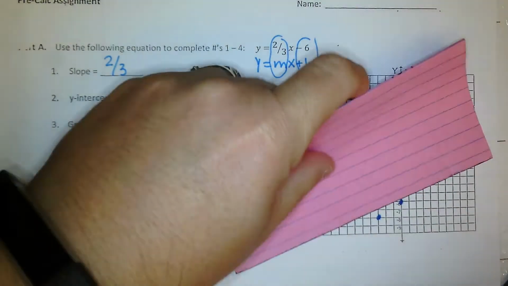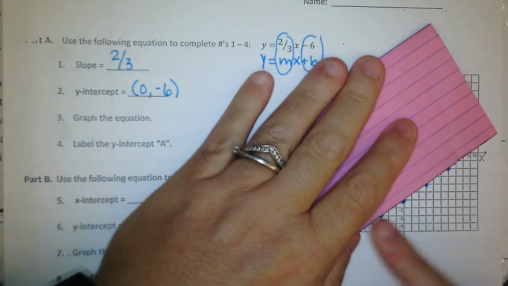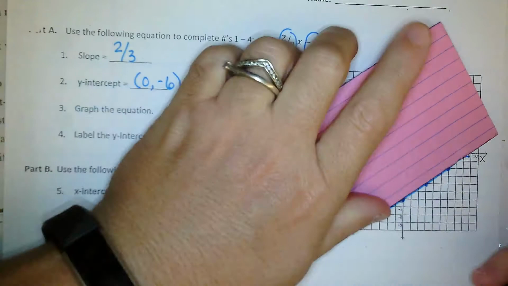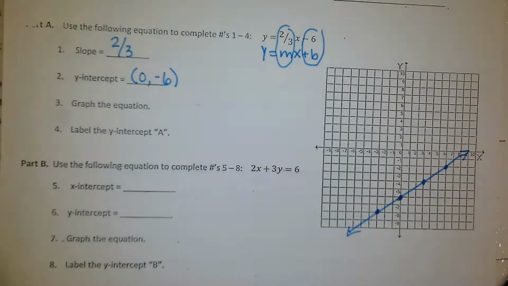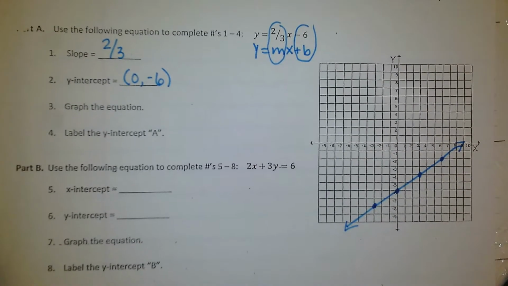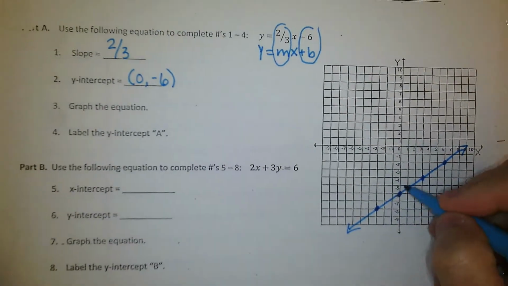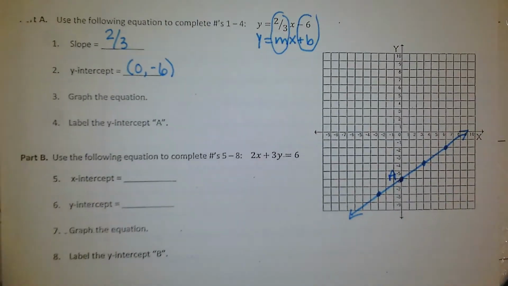I have an index card. You want to use a straight edge because, especially when you do systems, you want to make sure you're getting that point of intersection in the correct spot. So you definitely want something that's straight. And then label the y-intercept A. So we're going to be using this in a little bit. So the y-intercept, we're going to put an A right here because that represents that guy.